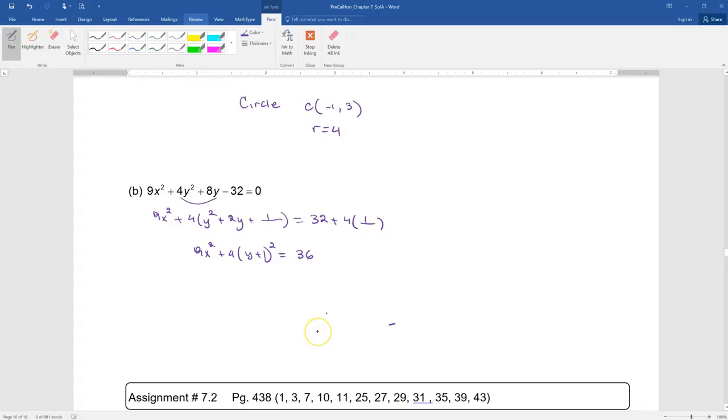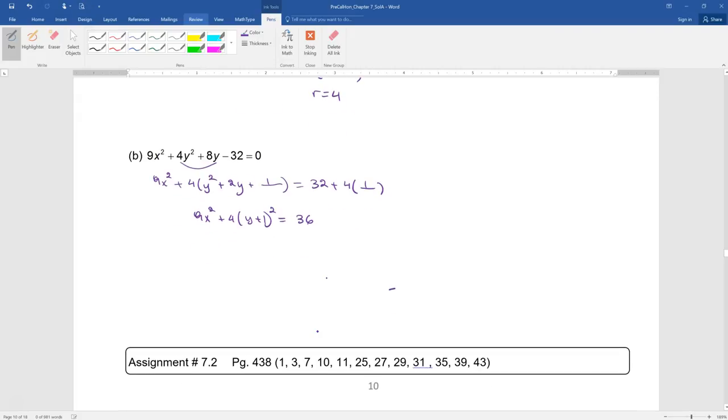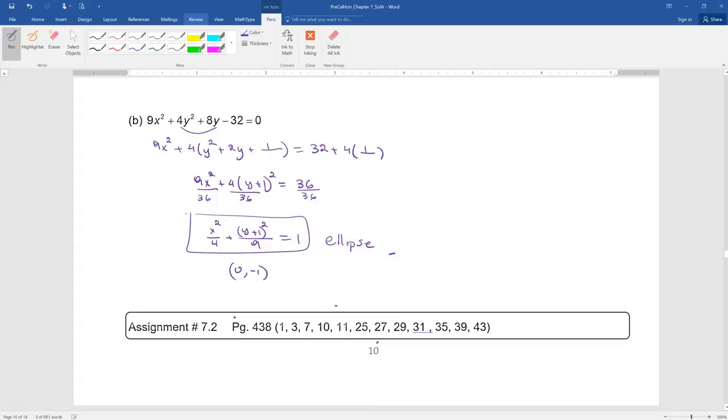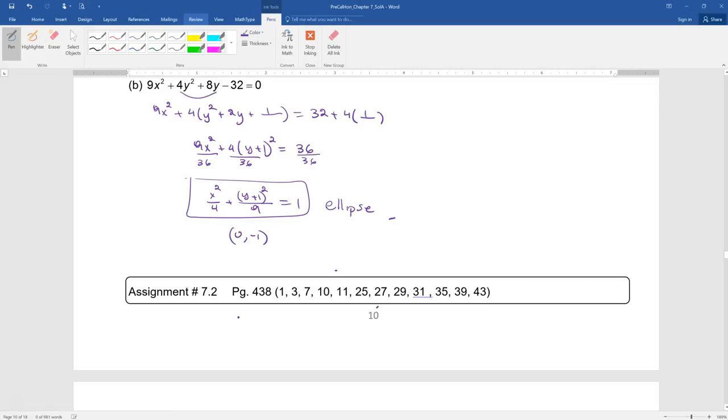And now we can't have those coefficients in front of the x and the y. So you divide everything by 36. Oh my God, you see how that works? So this is x squared over 4 plus y plus 1 squared over 9 equals 1. So what is this? This is an ellipse. What is the center of this ellipse? 0, negative 1. And what is a? Is this a horizontal or a vertical one? a is 3. It's a vertical one. a is 3, b is 2.